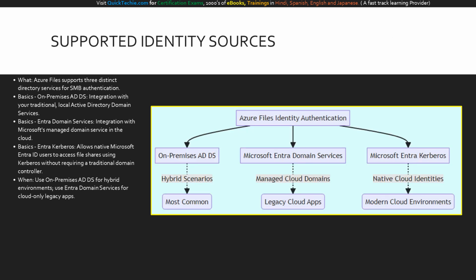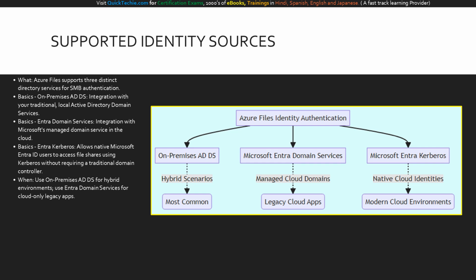What identity sources can we actually use? Azure Files is highly flexible and supports 3 primary Active Directory sources for SMB authentication. First, we have on-premises Active Directory Domain Services. This is the traditional AD environment you likely already run in your data center. Second, we have Microsoft Entra Domain Services, which is Microsoft's fully managed, cloud-based domain controller service. Finally, we have Microsoft Entra Kerberos, a modern approach that allows native cloud identities to use Kerberos authentication without managing any domain controllers at all.